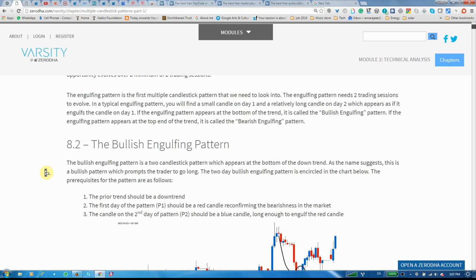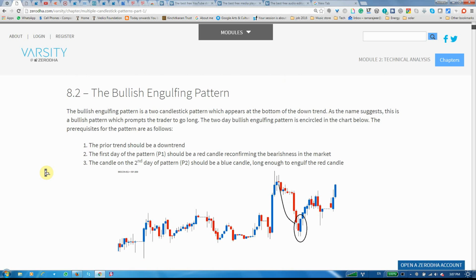8.2 The bullish engulfing pattern. The bullish engulfing pattern is a 2-candlestick pattern which appears at the bottom of the downtrend. As the name suggests, this is a bullish pattern which prompts the trader to go long. The 2-day bullish engulfing pattern is encircled in the chart below.